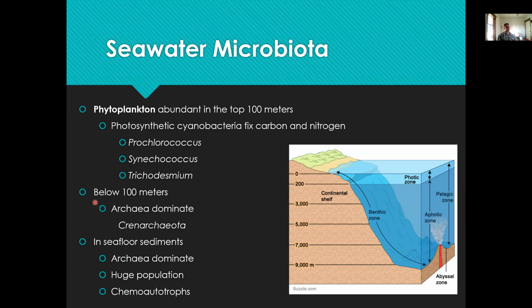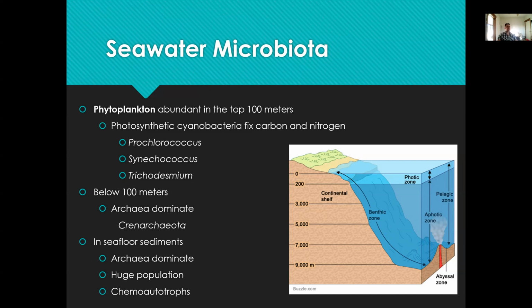So then moving on to below 100 meters, here you will start finding that Archaea will dominate. Remember that Archaea are usually the organisms that are extremophiles, so they can dominate in these colder and high pressure environments, those conditions in the lower ocean. The same can be said for the seafloor sediments. You also have Archaea dominate, with huge populations there, and then you will find chemoautotrophs here that will sometimes also live on these hydrothermal vents.